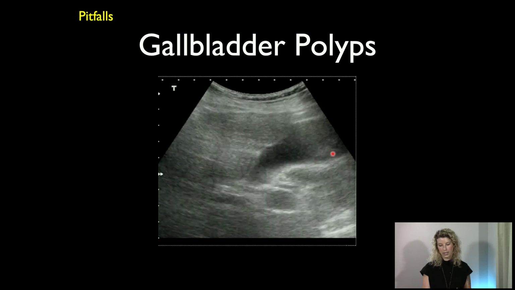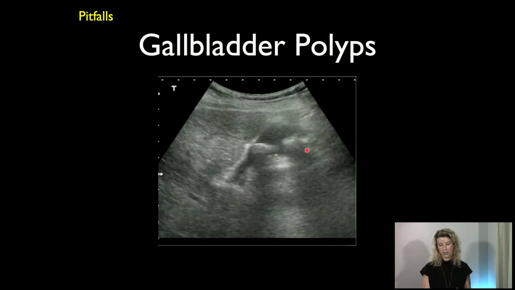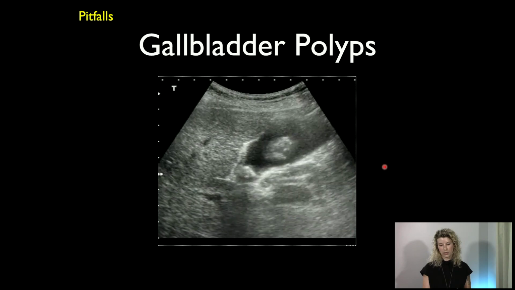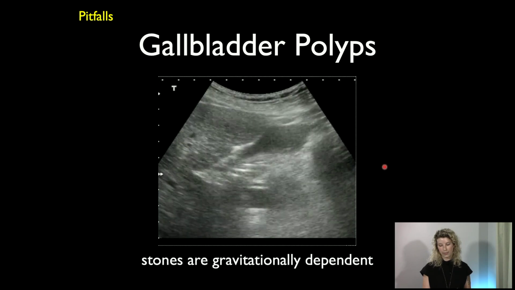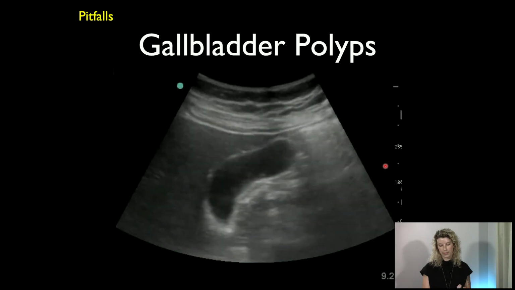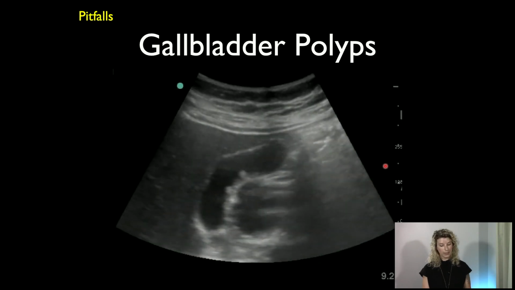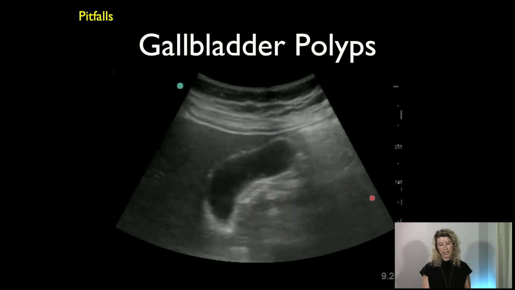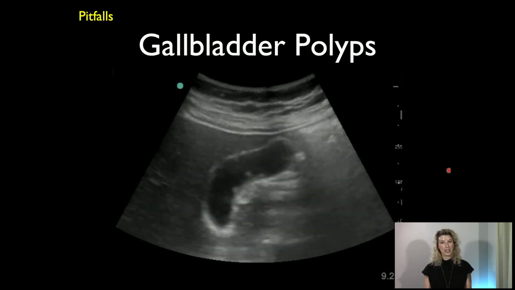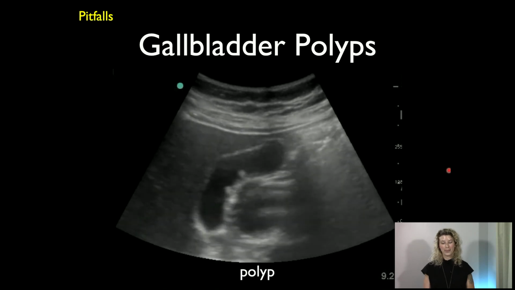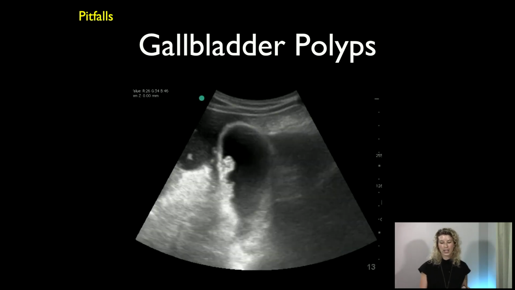Here we're seeing stone, and stone moves as the patient moves. Here we're seeing polyp, two little polyps. It's hard to know that the patient's being moved because they're not moving. Another example of a polyp scene.